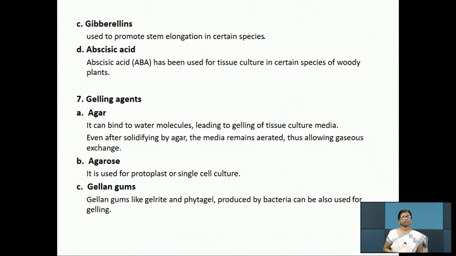So the next hormone is the gibberellins. This was used for stem elongation in certain species. Another one is abscisic acid. This has been used in tissue culture of certain woody plants.